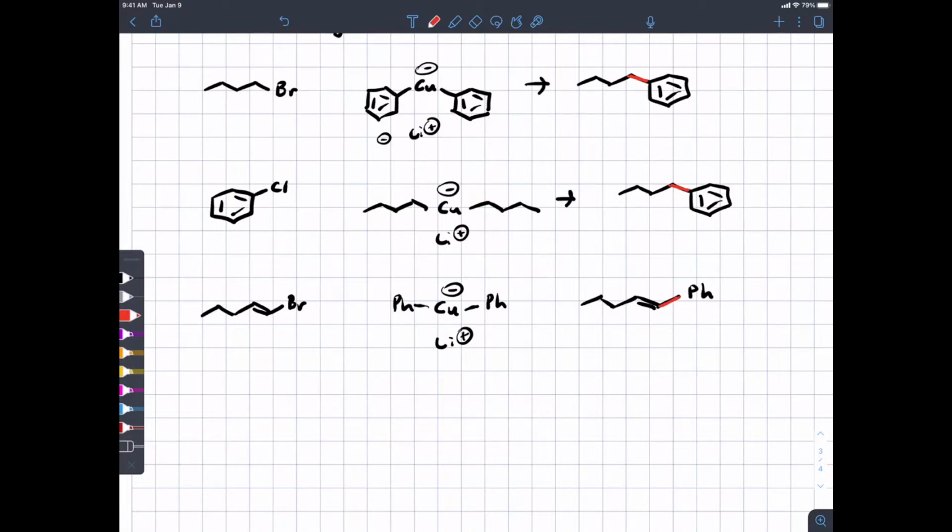So if it's not SN2, what is it? And there is an answer to that question, but before we can answer it, we've got to learn a few things about transition metals.